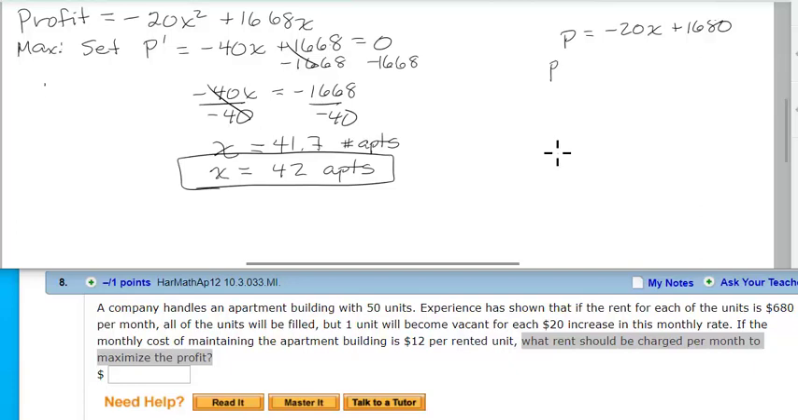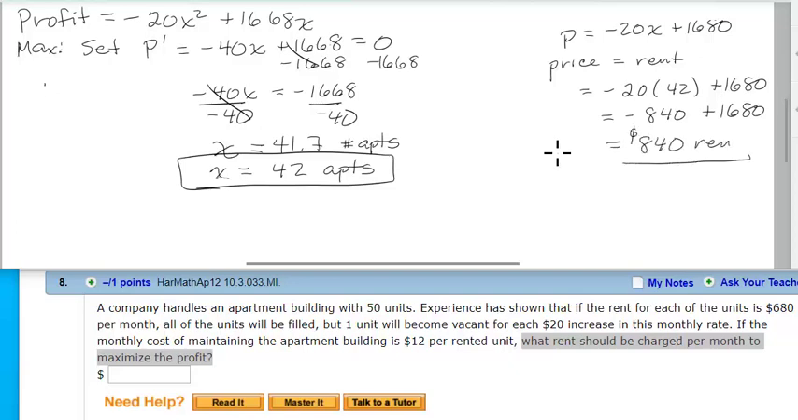So my price, which is the rent, will be negative 20 times, plug in 42, plus 1680. Negative 840 plus 1680 makes 840. That's the optimum rent to charge to get the most profit.